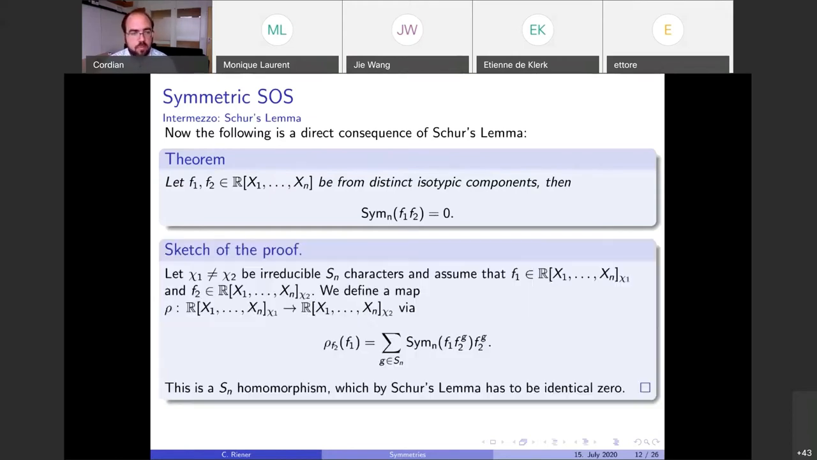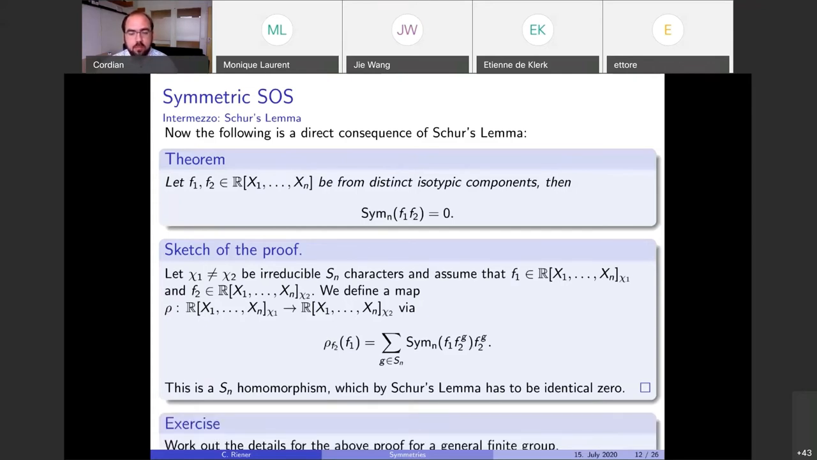Okay? So the sketch of the proof is just, I mean, we assume that they are from two distinct irreducible representations. And the trick is now we use them to define a G homomorphism between those two non-isomorphic irreducible representations. This is done in this way. It's just, again, using the symmetrization, and one has to show that this is in fact an S_n homomorphism, but then we know from Schur's lemma that this has to be identically zero, meaning that this coefficient here has to vanish for all of them.